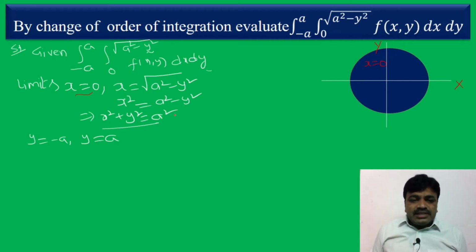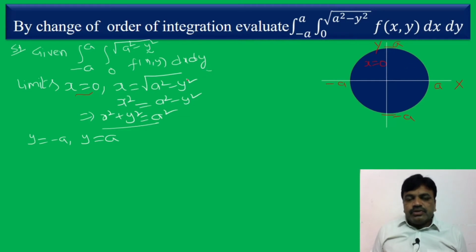Now what is the radius here? The radius is a. This is a, this is a, this is minus a, and this is minus a. Now where is y equal to minus a to a? See here, friends, y is equal to minus a to y is equal to a. So x is equal to 0 along the y-axis, and the other end is the curve.